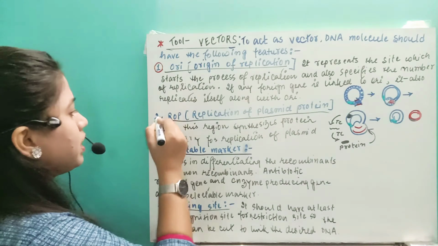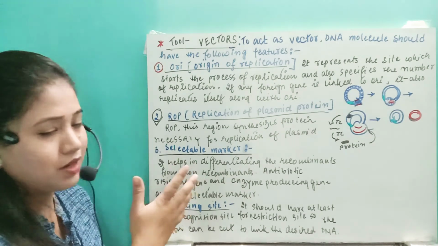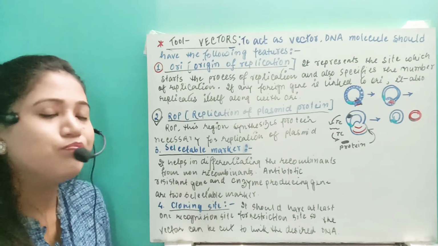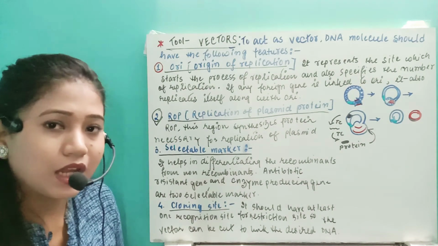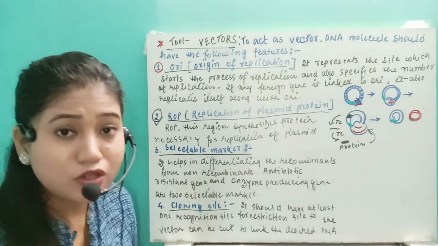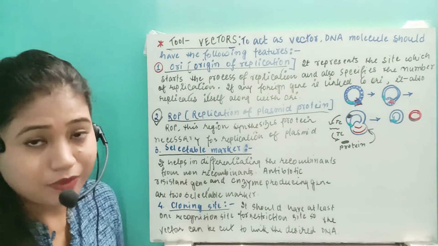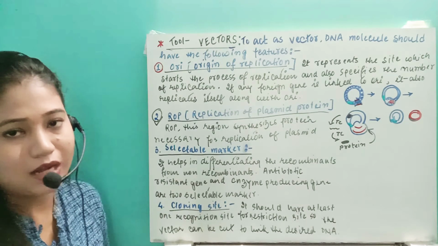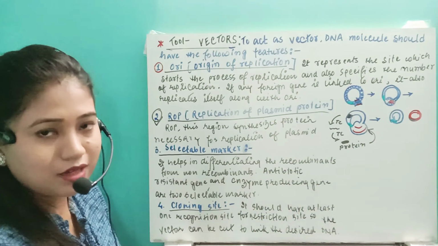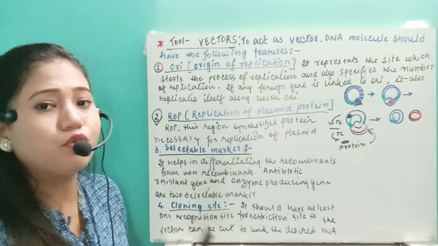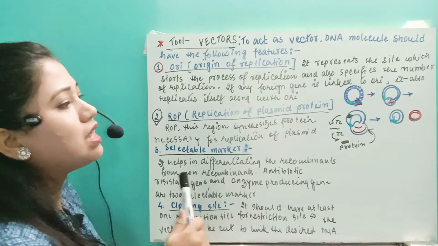So this ROP must be present. Otherwise, if that vector doesn't have the ROP, what will happen? The vector cannot undergo replication, because for replication it needs those enzymes, those proteins. In the presence of protein only will the vector be able to multiply. That's why ROP is a must. That means the vector needs a specific region that can undergo transcription and translation and form the protein, and that protein will help in replicating the vector.